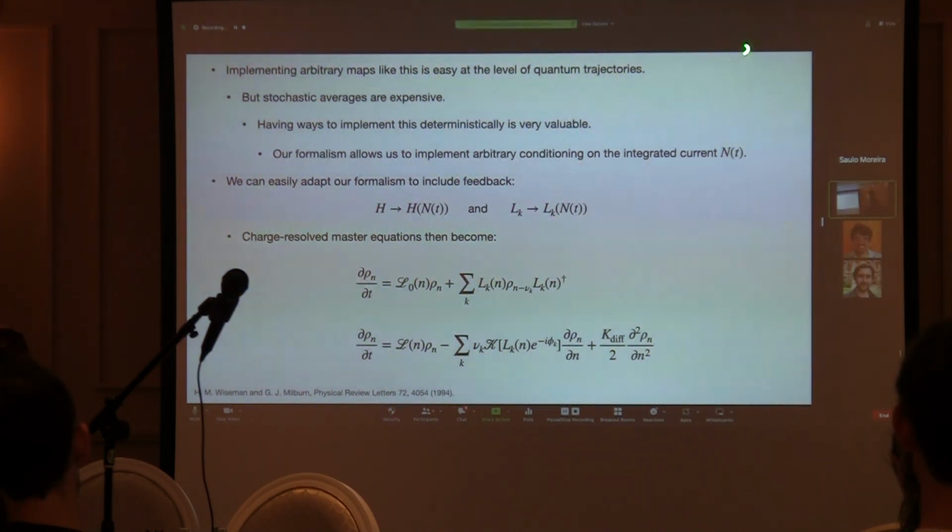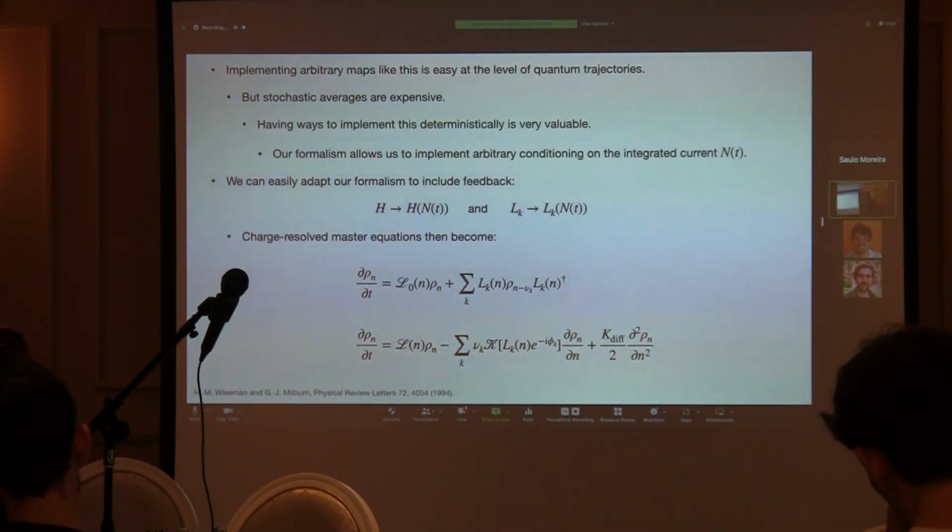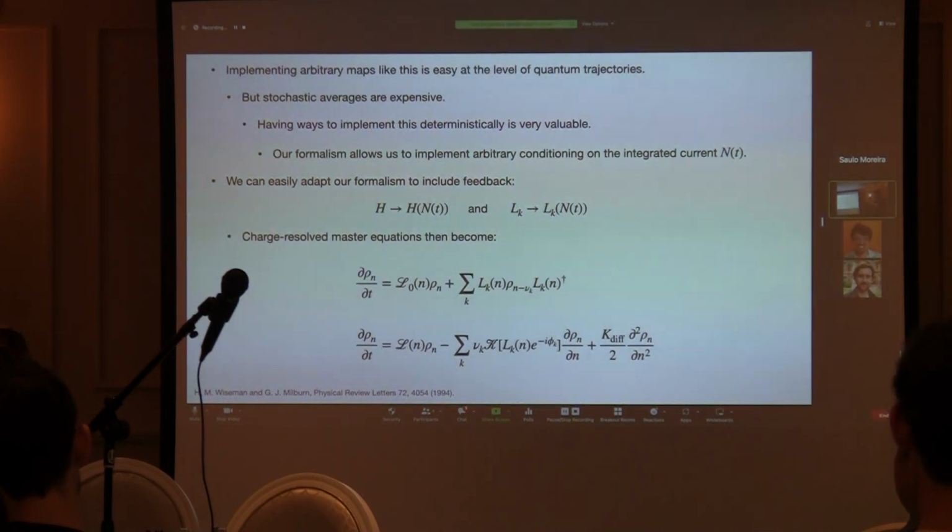But that's always at the level of control trajectories, and that is very expensive to simulate and doesn't give you many insights. So what we tried to do here was write this in a deterministic way, such that you can write equations that describe your process, right? And this is valuable. One famous example is the current feedback from Wiseman and Gerard, where you write down a master equation that includes feedback, and it's deterministic, and it gives you a lot of insights into the mechanisms behind feedback.